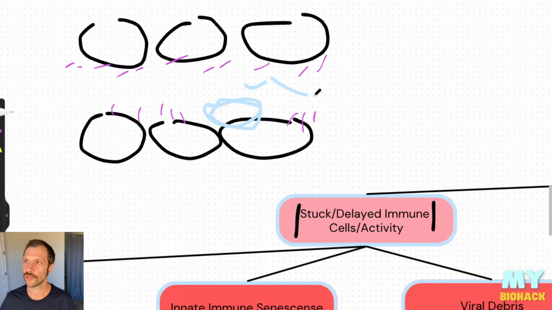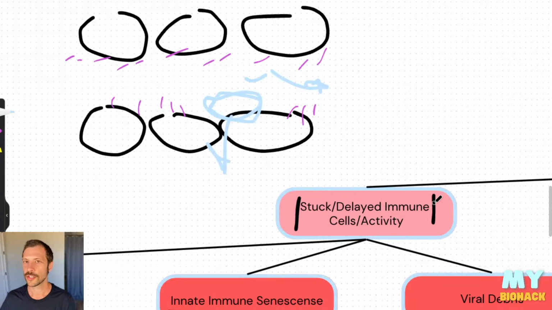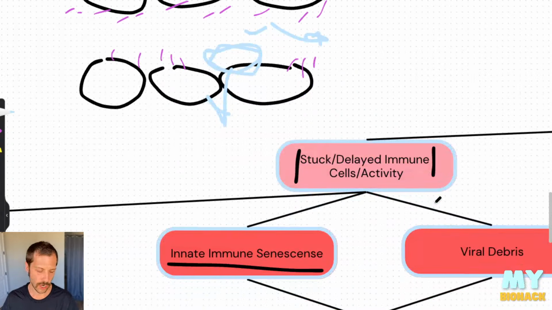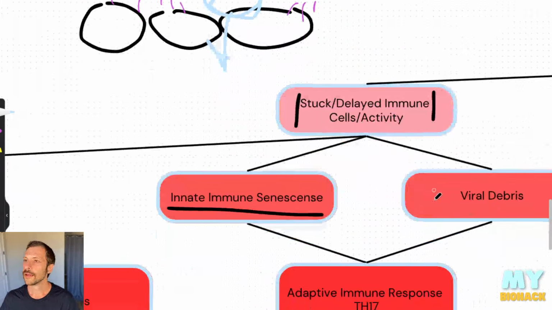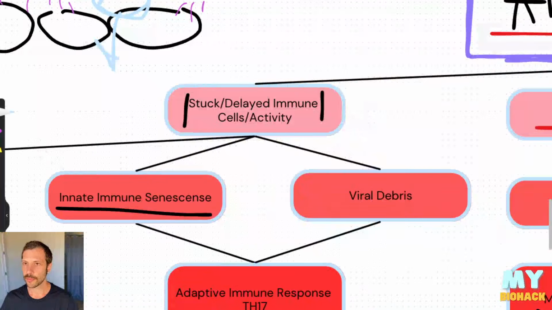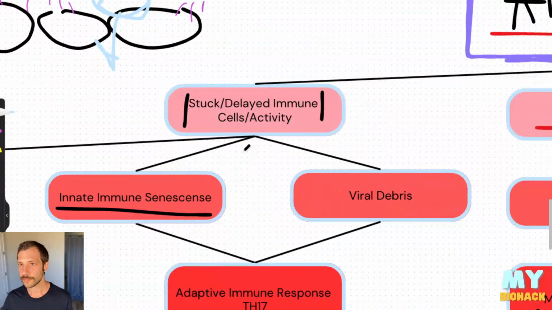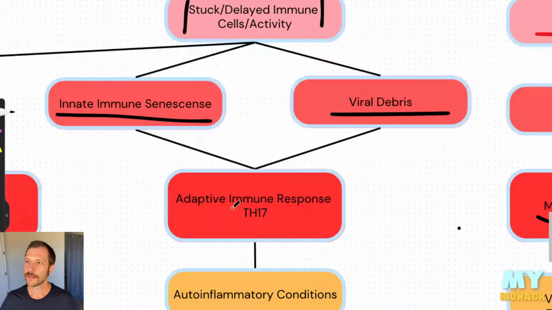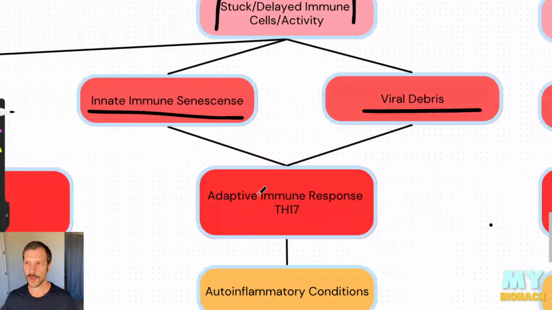And so they're not doing their job. They're not getting into the tissue. They're not doing great things. And they kind of just hang out there, like chilling, because they don't have the charge for it. This creates a lot of viral debris as well, this delayed immune response. And you get a mismanagement of your immune system.